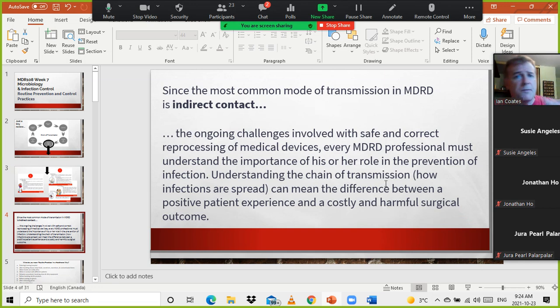So since the most common mode of transmission in MDR-D is indirect contact, the ongoing challenges involved with safe and correct reprocessing of medical devices, every MDR-D professional must understand the importance of their role in the prevention of infection. Okay? Understanding the chain of transmission, how infections are spread, can mean the difference between a positive patient experience and a costly and harmful surgical outcome.